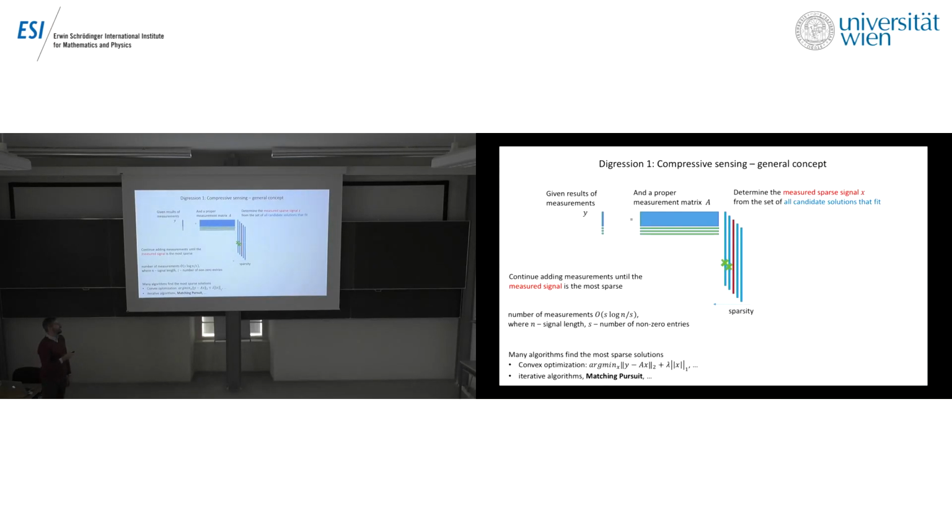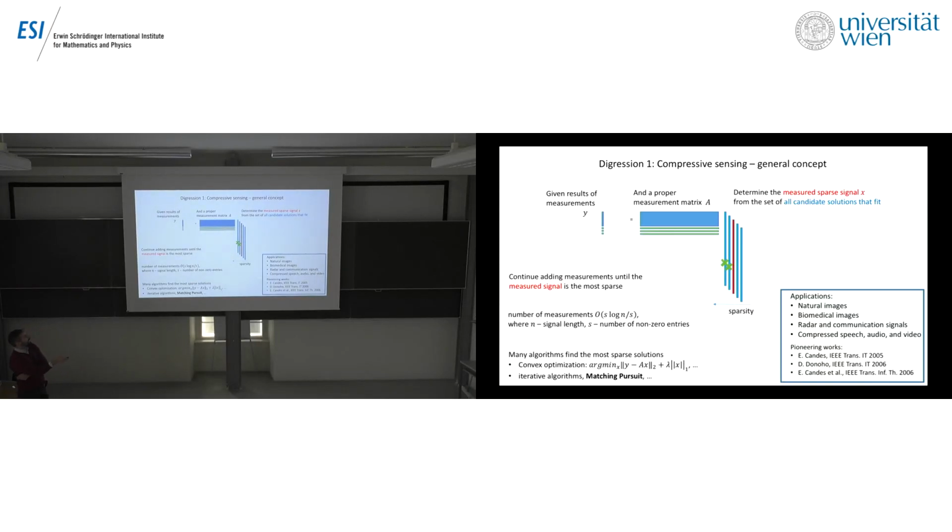So sometimes people estimate the number of measurements, and they observe that it scales linearly with the sparsity, while only logarithmically with the size of the vector. And then we also need some algorithm that determines the most sparse candidate solution. People may use something like convex optimization, or some iterative algorithms. I will focus on this iterative algorithm called matching pursuit. I will talk about this in a moment. Then there are many applications for this compressed sensing, so it is quite an important thing.